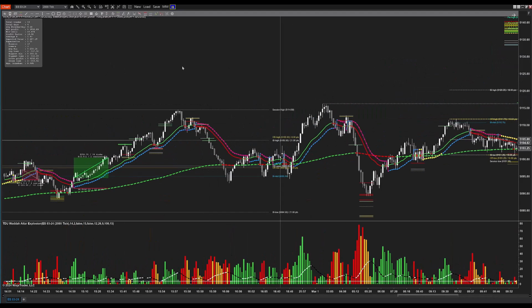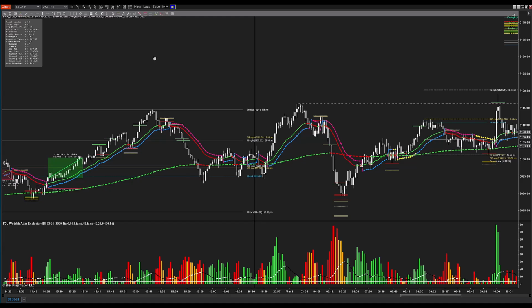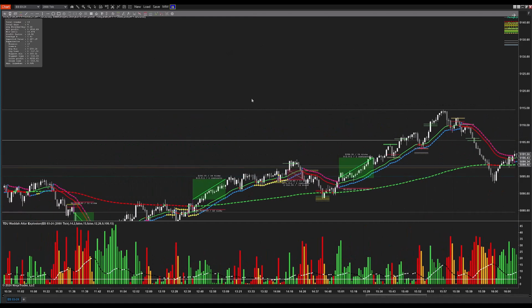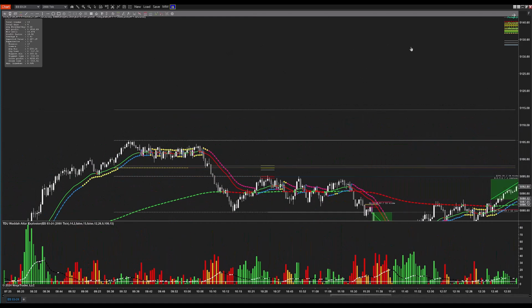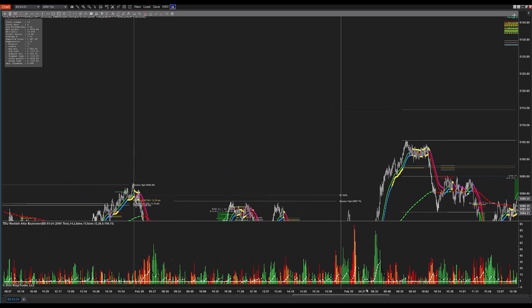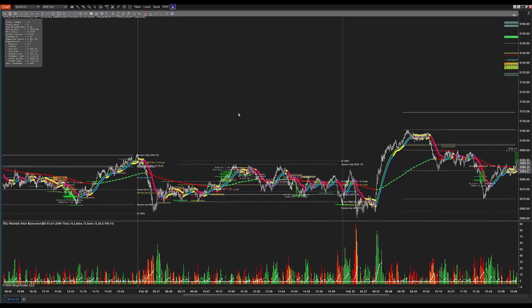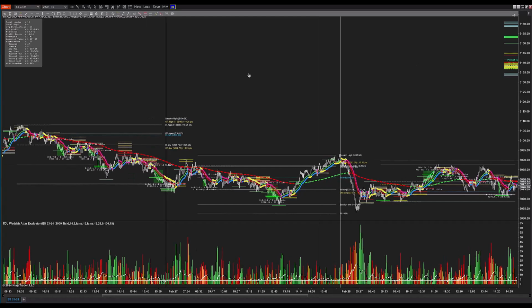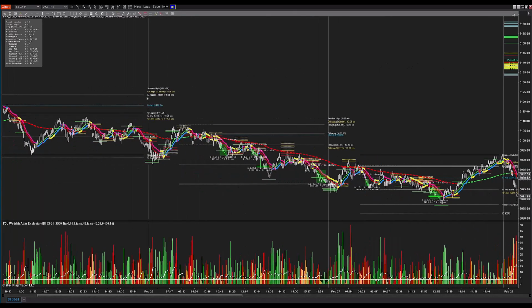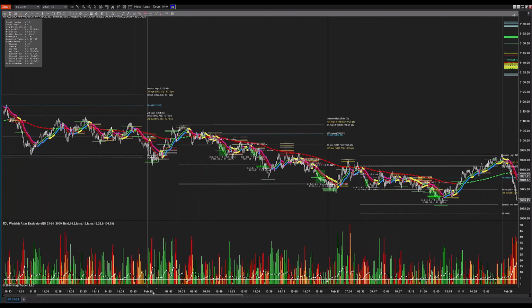Okay, so let me go back here. I've got an ES 2000 tick chart here, and I've just gone back. I think I went to the 26th, so bear with me. I'm going to walk you through this. Tried to save you a little time. So here's the 26th right here.